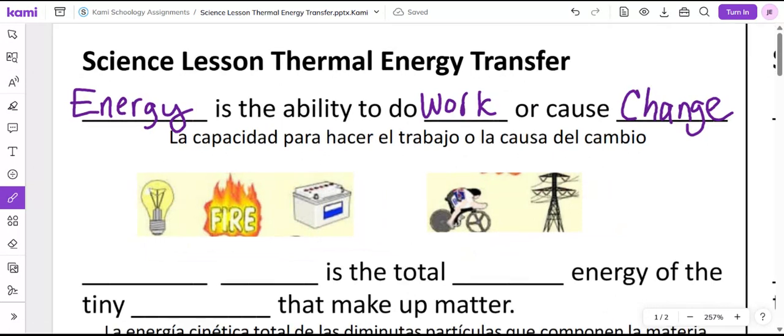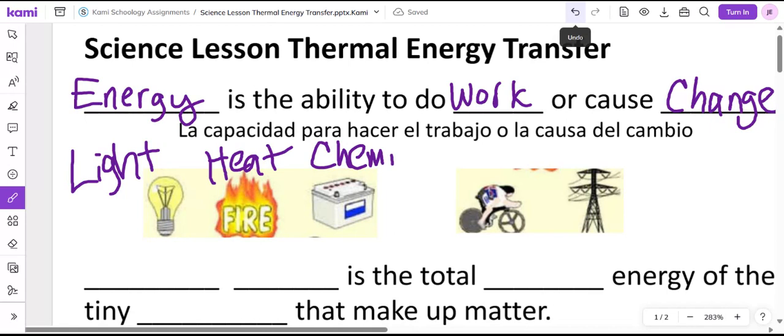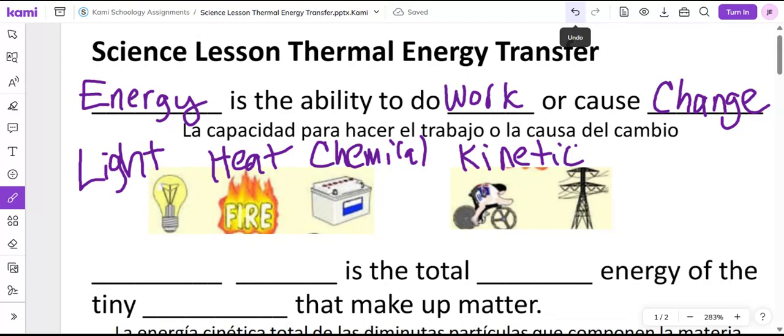So the first one, what type of energy is the light bulb? That is just light energy. And then fire is going to be producing heat. Okay. Then we have chemical. So we got light energy, heat coming from fire, and this is a battery. So that's going to be chemical energy. And then we have a bike, which is going to represent kinetic energy.